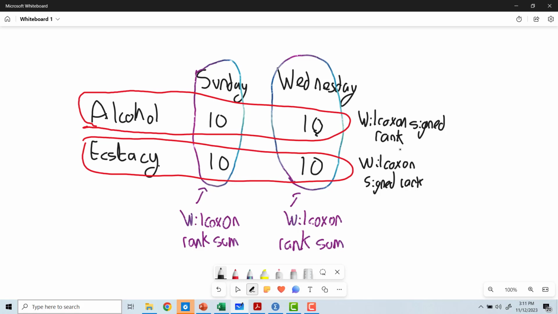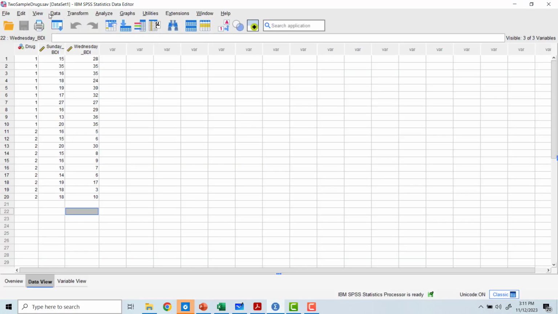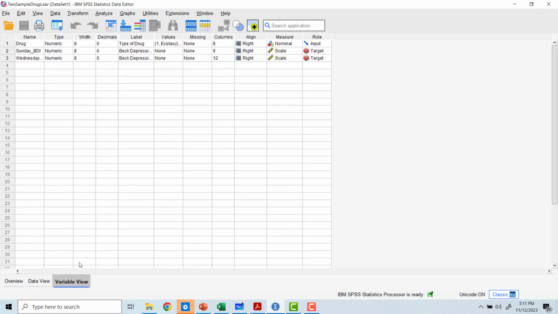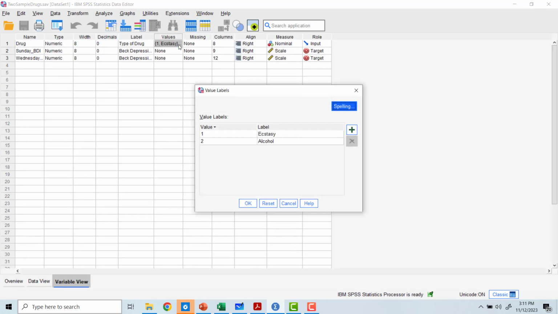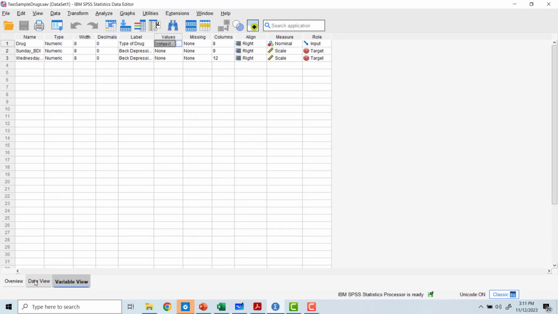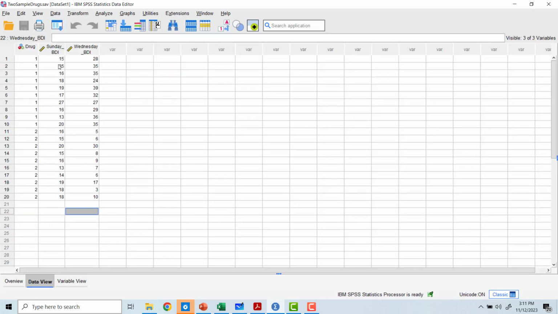Okay, so let's have a look at the data, which I've got in SPSS. It's the two sample drugs file. It's in Canvas. So again, you can see we've got each of the drugs, and the drug is actually coded. We have ecstasy as 1 and alcohol as 2. And then we have the Beck depression inventory recorded on Sunday and recorded on Wednesday.